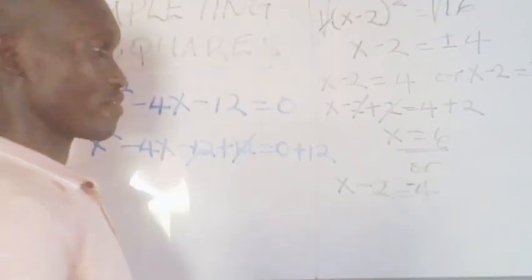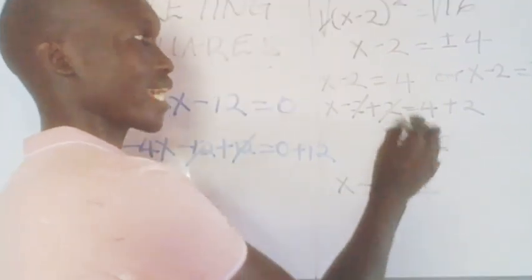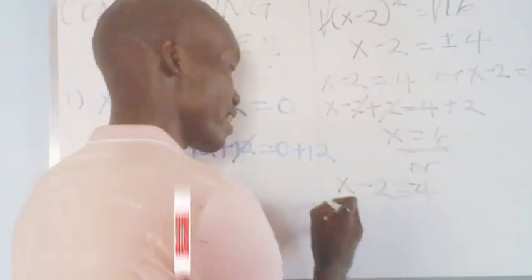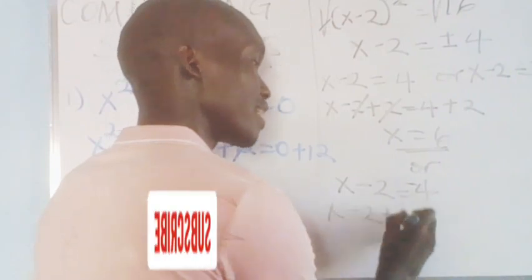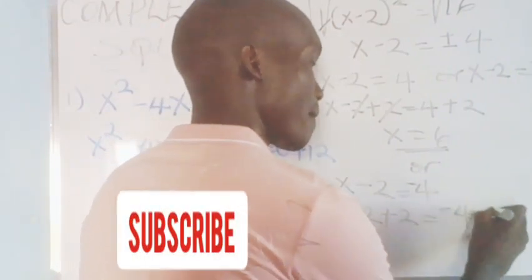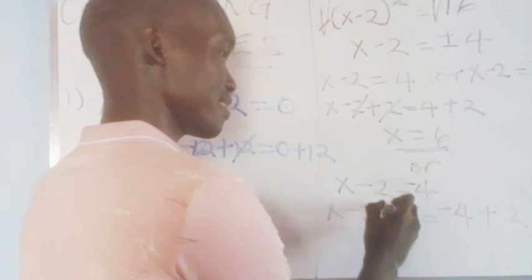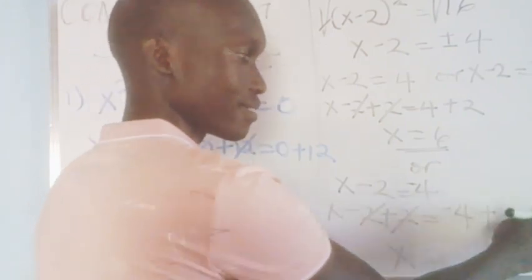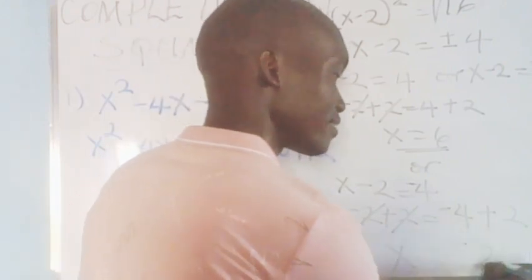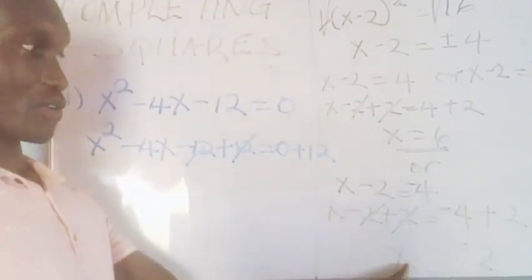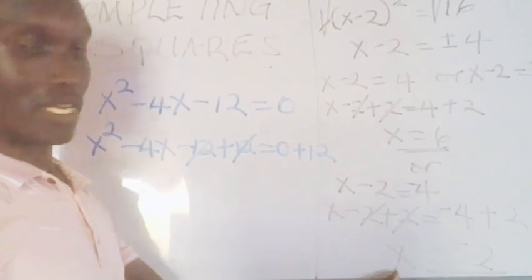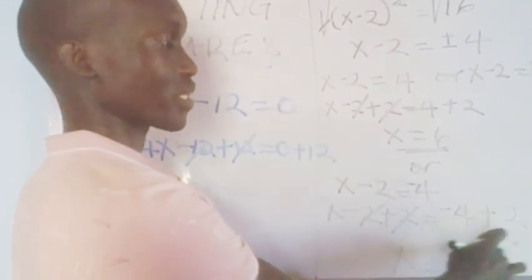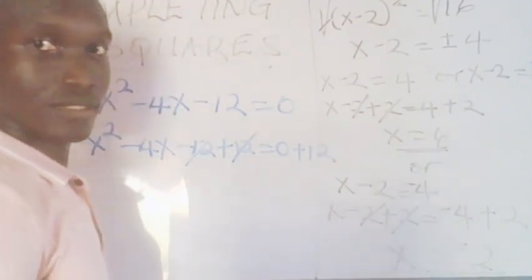Now for the second value of x, we are going to have x minus 2 equals negative 4. So that we have x minus 2 plus 2 equals negative 4 plus 2. So that this will cancel. On this side we have x equals negative 4 plus 2, that will be negative 2. So the two values of x using the method of completing the square are x equals negative 2 and x equals 6.